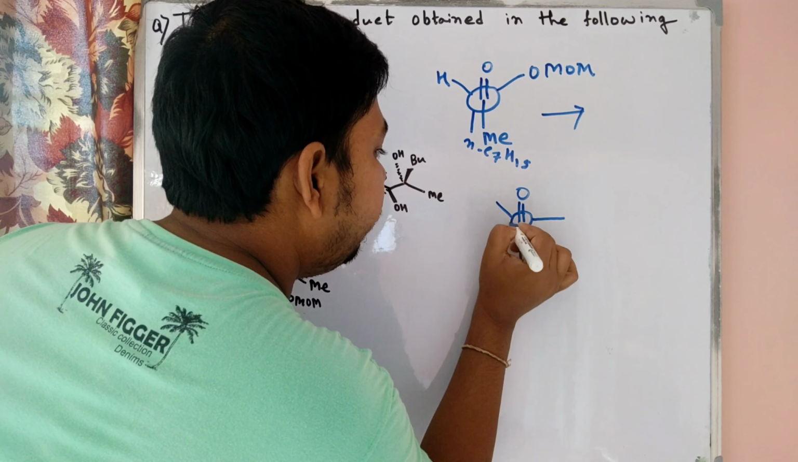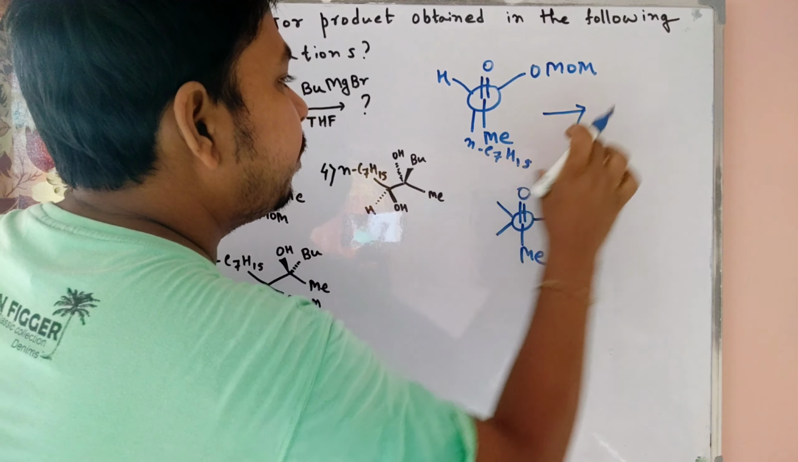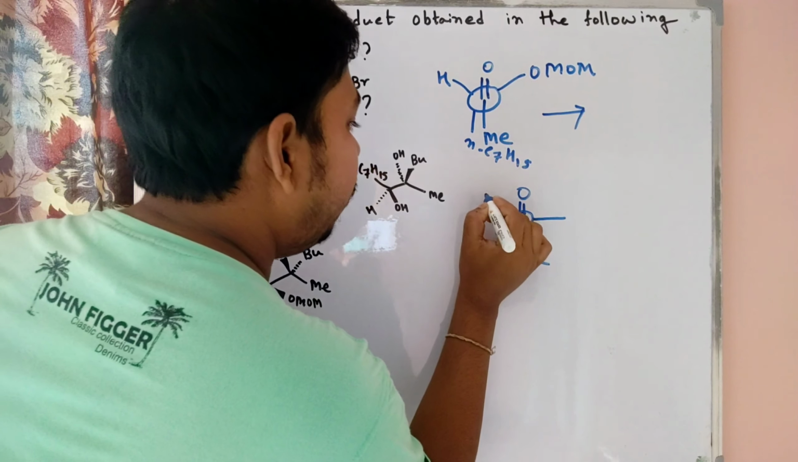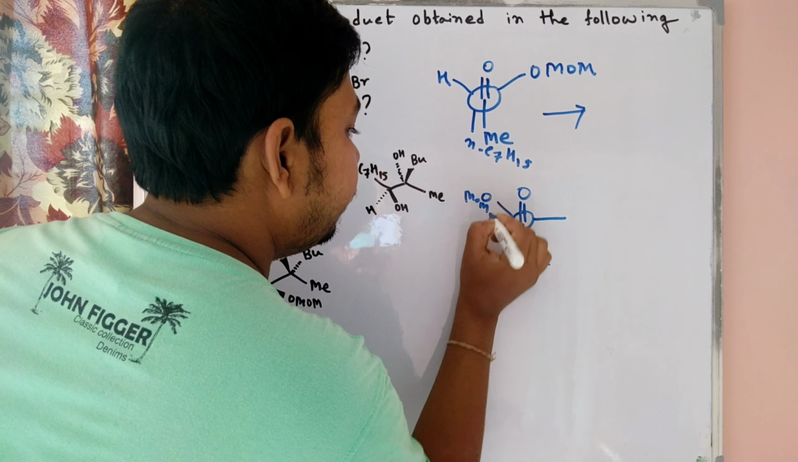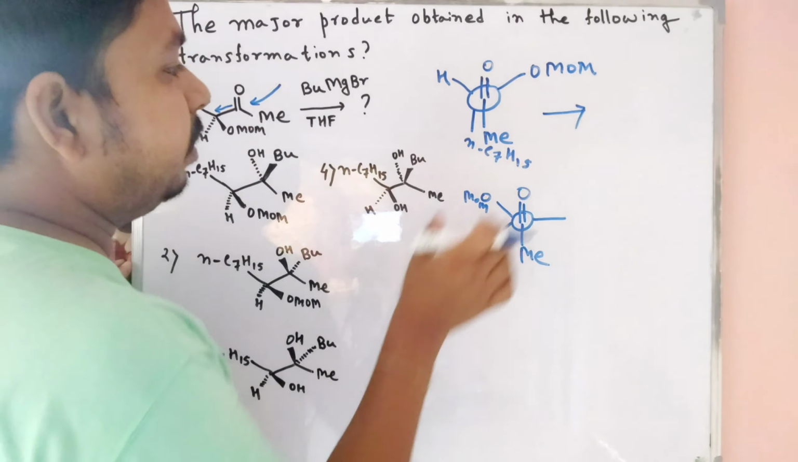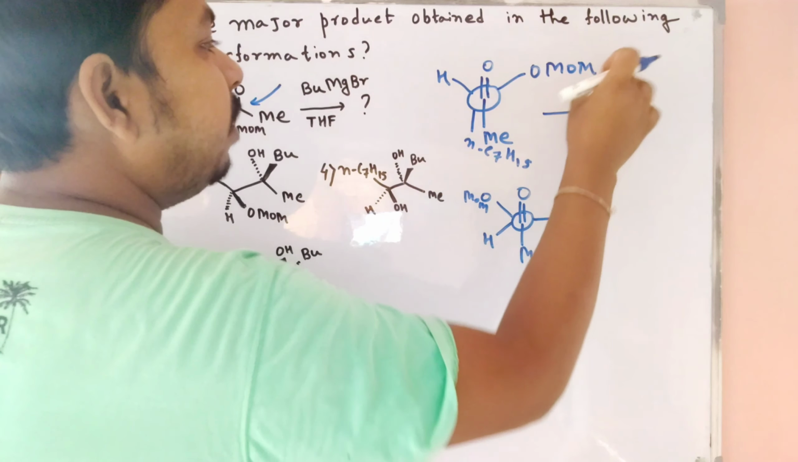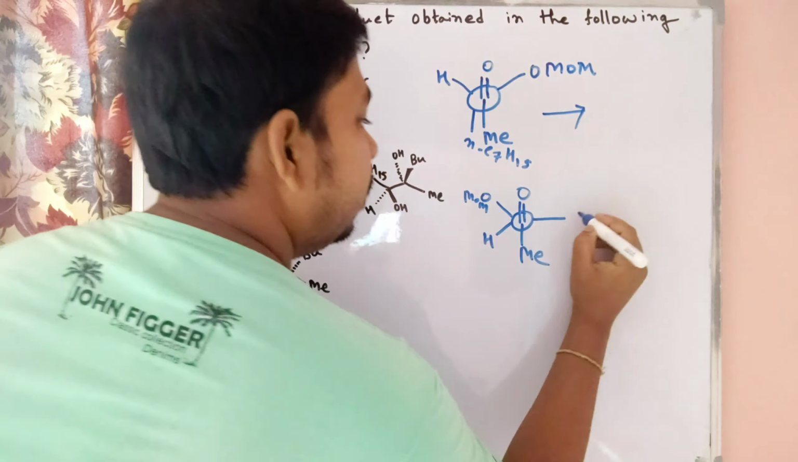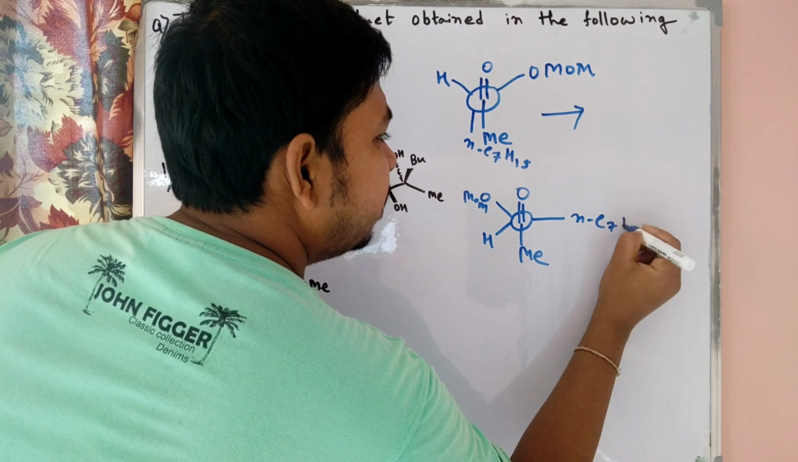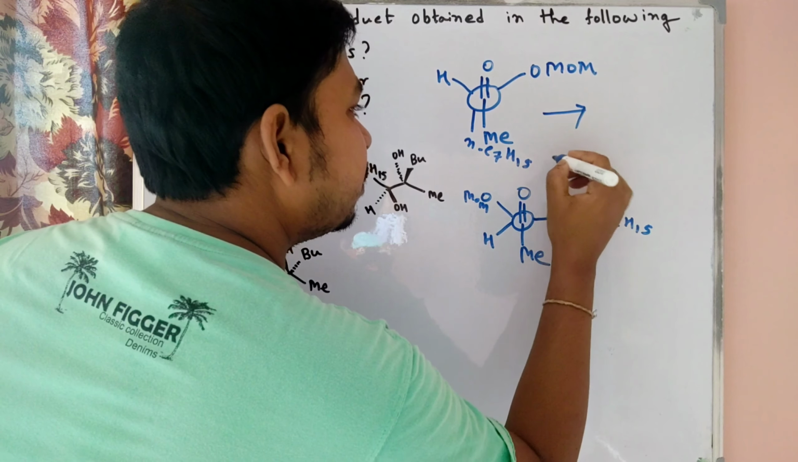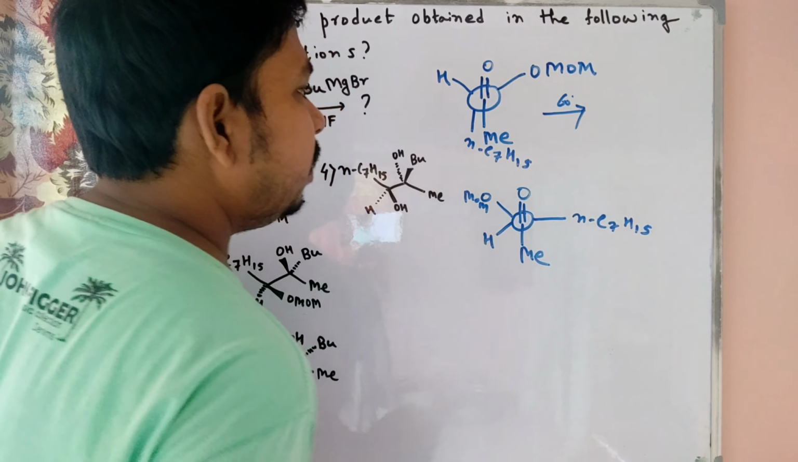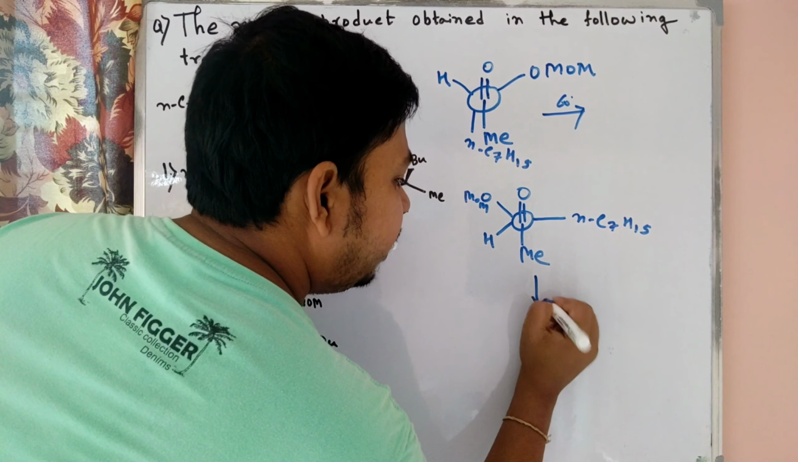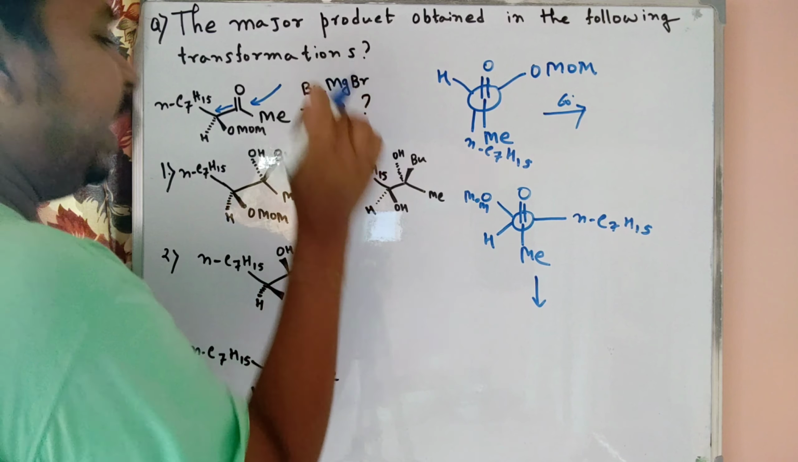We cannot change our front carbon. When you rotate this system to that side, our OMe group is present here and hydrogen is present here. It is a simple rotation, a 60-degree rotation. Now the nucleophilic attack can take place.